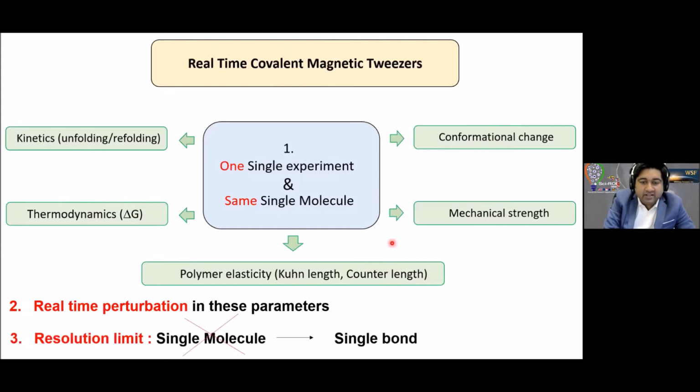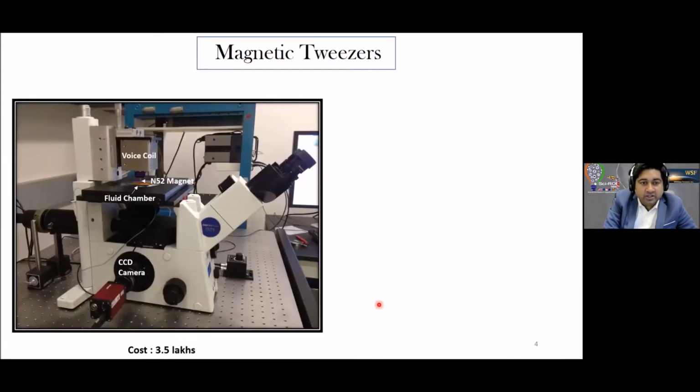Now, what is the resolution? Our resolution is not only single molecule, we can detect up to the level of a single bond. With the time limitation I cannot explain the single bond today, but if you are interested, I can talk about it. We can even detect direct bond breaking or bond making. The second question is how much I need to spend to build such a technology. We build all of this in-house at Ashoka University, and that cost me around 3.5 lakhs.